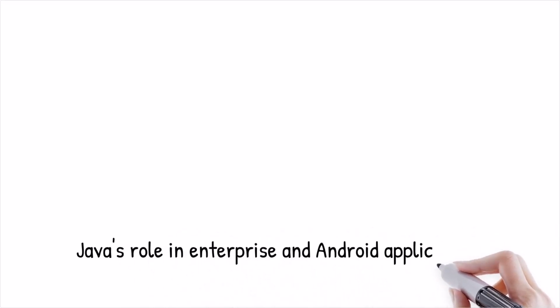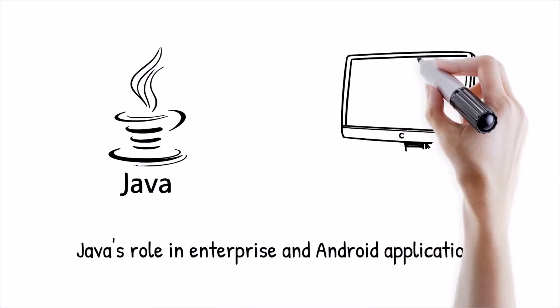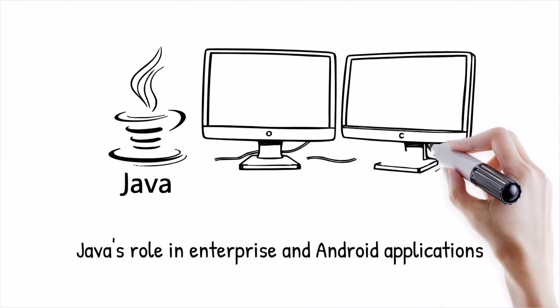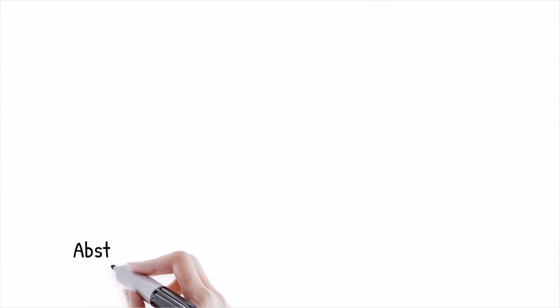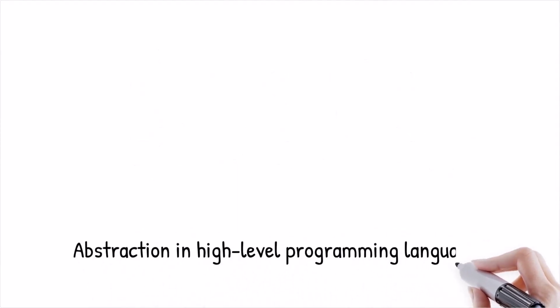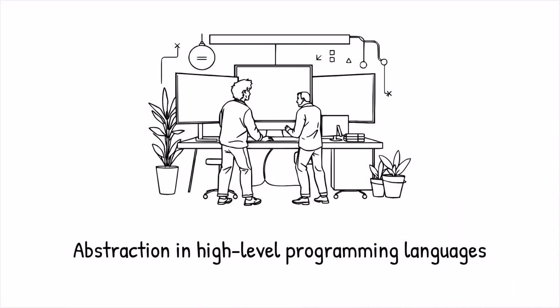Java is platform-independent and ideal for enterprise and Android applications. C and C++ are efficient and powerful, commonly used for system programming and large-scale projects. These languages provide abstraction, letting programmers focus on solving problems rather than managing binary intricacies. The evolution from binary and assembly to high-level languages marked a pivotal moment in computing, making programming more approachable and paving the way for modern software development.